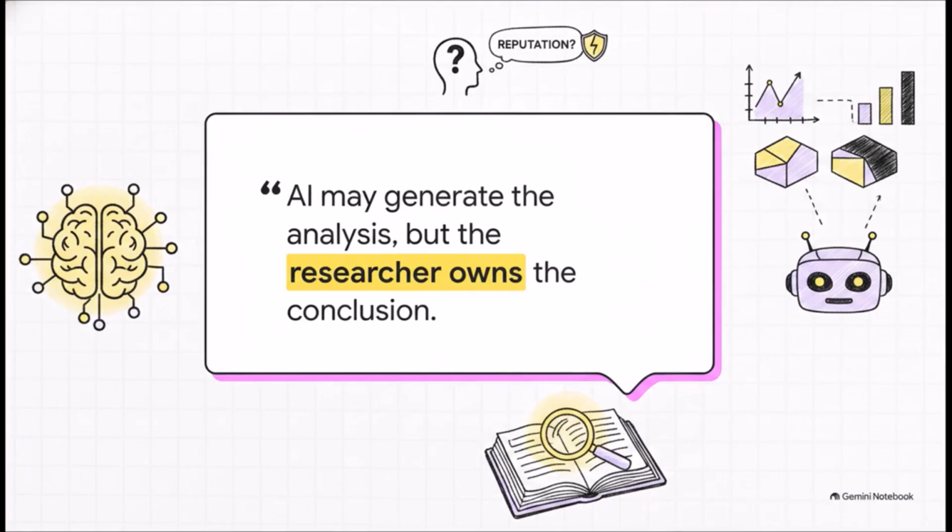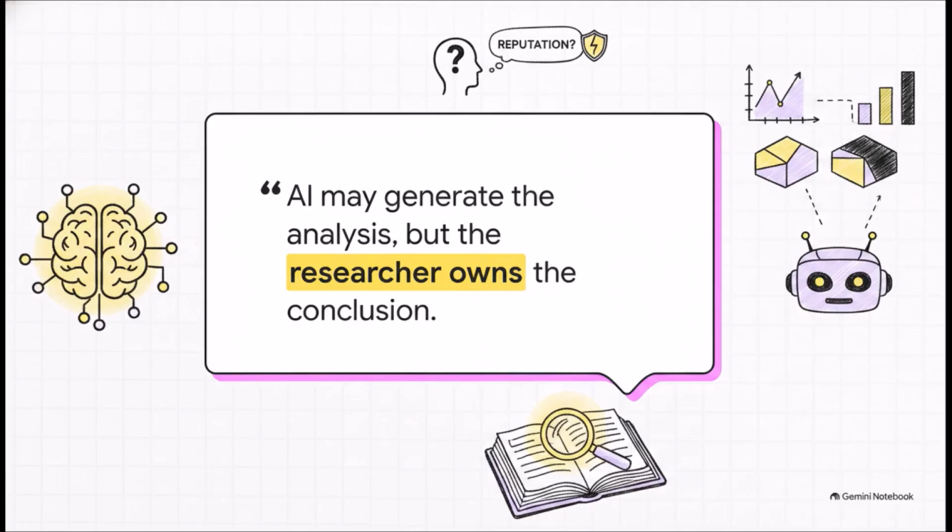Ultimately, despite all the insane processing power and rapid graph generation we have access to now, the burden of truth rests exactly where it always has in science, with a human researcher. I want you to take this overarching thesis into your modern lab workflow. AI may generate the analysis, but the researcher owns the conclusion. AI is a phenomenal tool for generation, absolutely, but your human intellect, your years of training, and your ethical compass are the sole owners of the scientific conclusion.